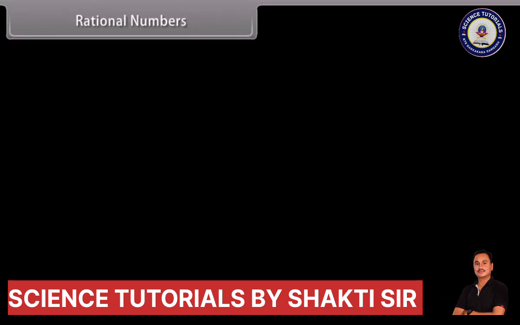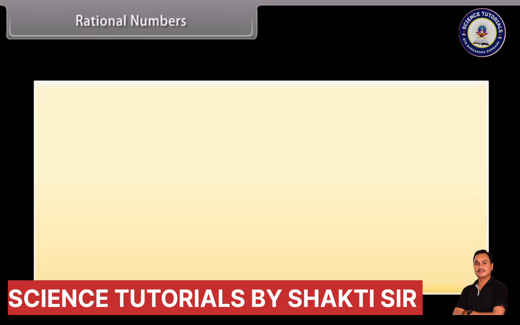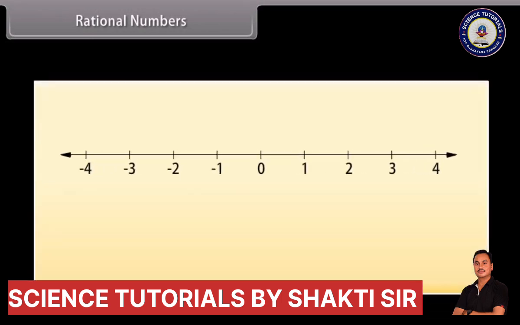Rational numbers. Now if we see between the numbers 0 and 1 or 1 and 2, we will see numbers like 1 by 4, 3 by 4, and so on. The collection of these numbers is called rational numbers. Rational numbers are denoted by the symbol Q.